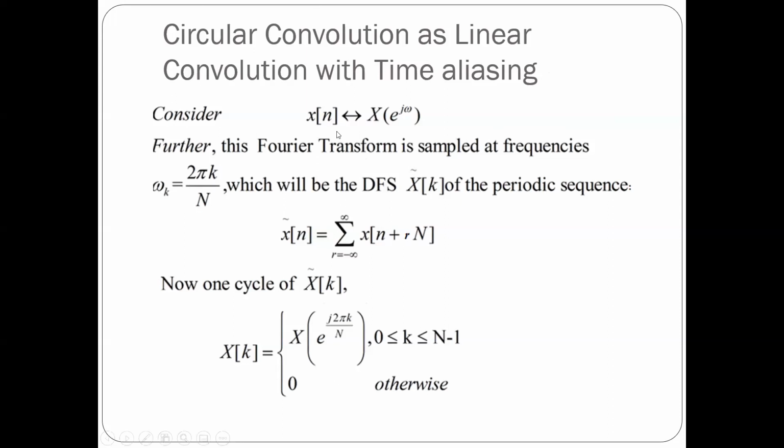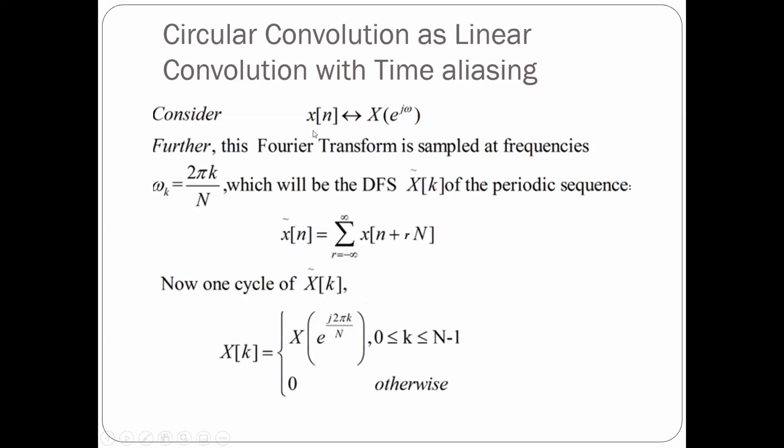Now consider that you have a signal x of n. We'll consider x of n to be a finite duration signal. Now x of n has got a DTFT given by X of e power j omega. Now assume that this Fourier transform, that's the discrete time Fourier transform, is sampled at frequencies omega k equal to 2 pi k by N. So this will be the discrete Fourier series X tilde of k of the periodic sequence x tilde of n, equal to sigma r equal to minus infinity to plus infinity x of n plus rN.